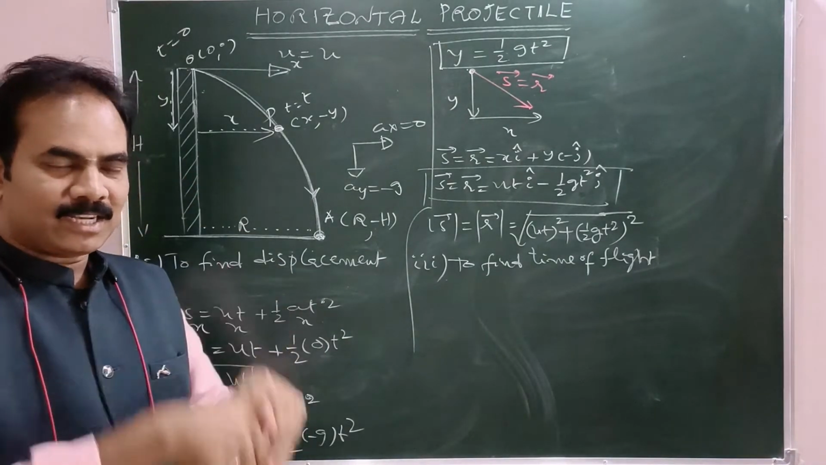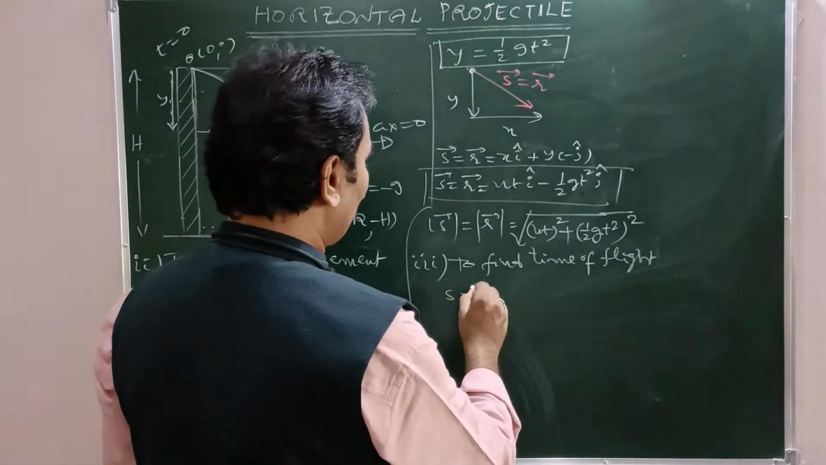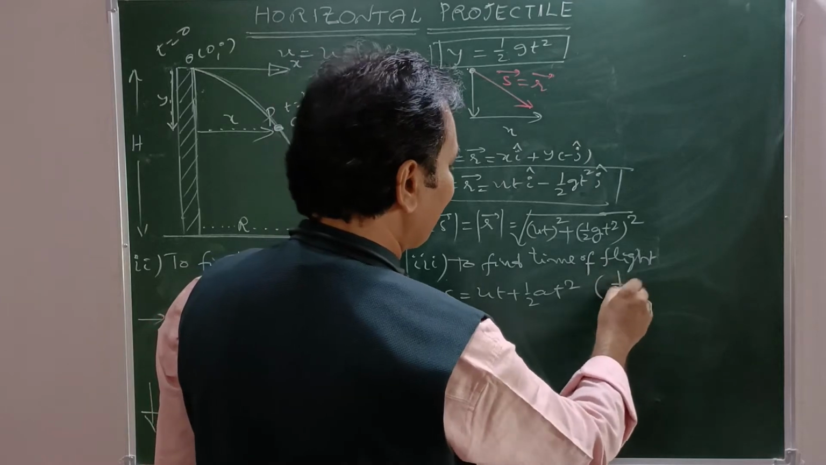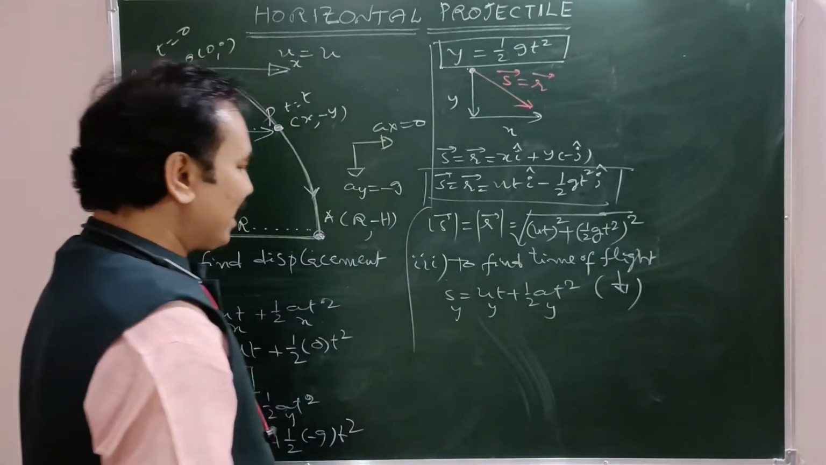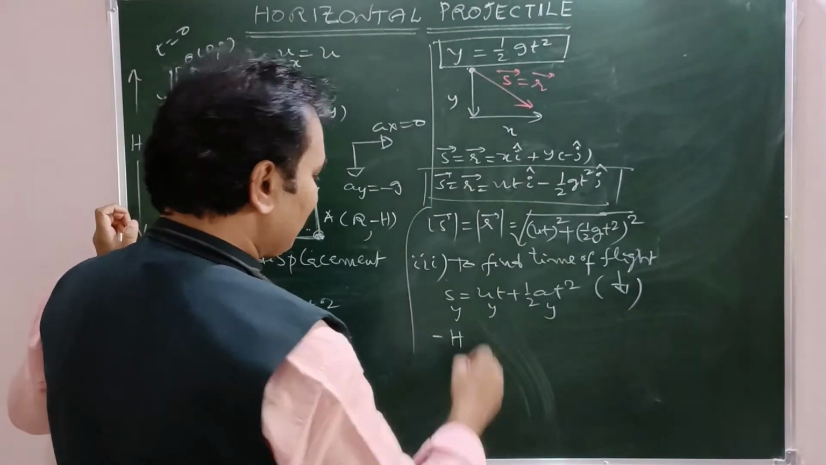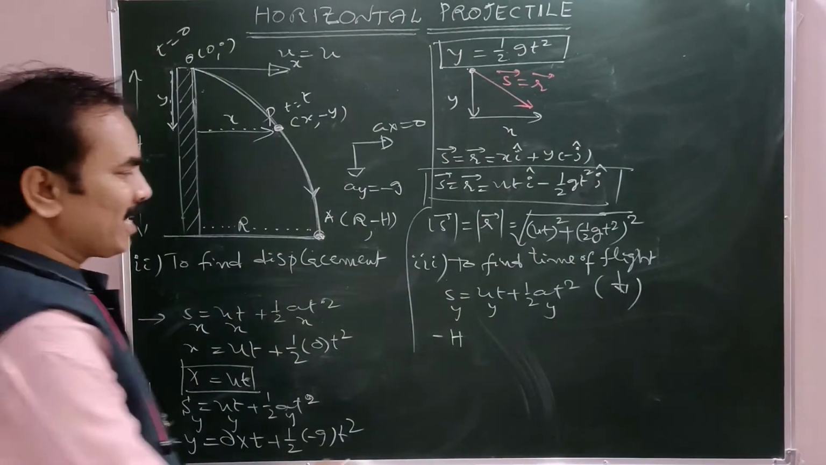Because the displacement is along vertical, right? So take s equal to ut plus half at square along vertical. That is sy, uy here. What is sy? h with negative sign in the entire flight. That is the displacement covered by the projectile.